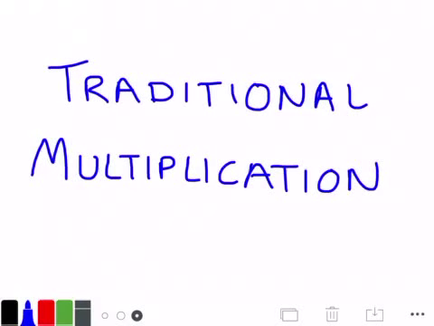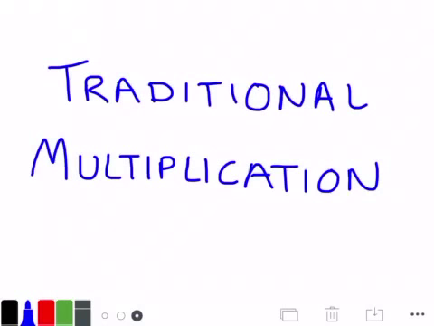Hey gang, we're going to work on another strategy here called traditional multiplication. This is probably the method that most of your parents learned. I know it's the one I learned in school, and some of you might find this easier than partial products, which we've learned in the past. So I'm going to go through this very slowly.